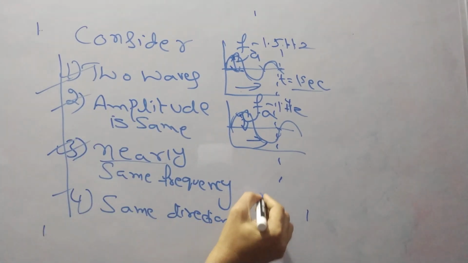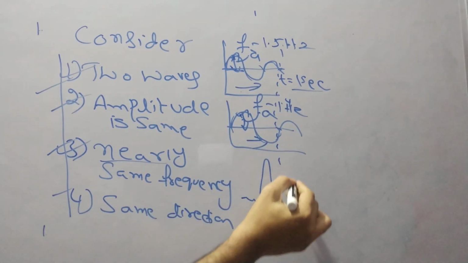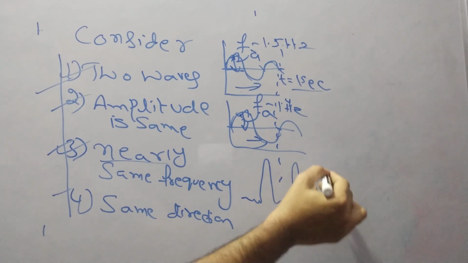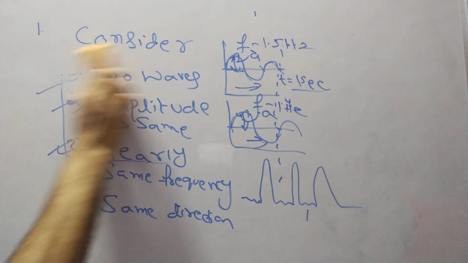So beats look like this: minimum, maximum. If you superimpose these two, we will get a combination like this. This is minimum, this is maximum, and so on. So this is beats. To get beats, you have to consider these conditions, right?